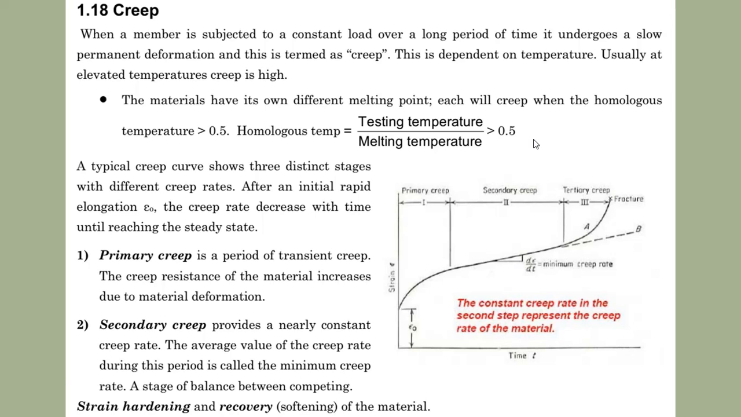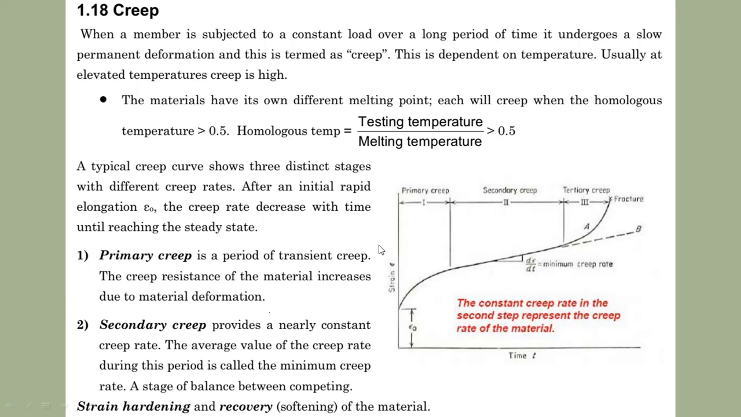A typical creep curve is shown in three distinct stages. Here is the typical creep curve, with time on the x axis and strain on the y axis. Epsilon dot, the constant creep rate in the second stage, represents the creep rate of the material. This is primary creep, secondary creep, and this is tertiary creep, and here is the fracture of the material. Primary creep is a period of transient creep.